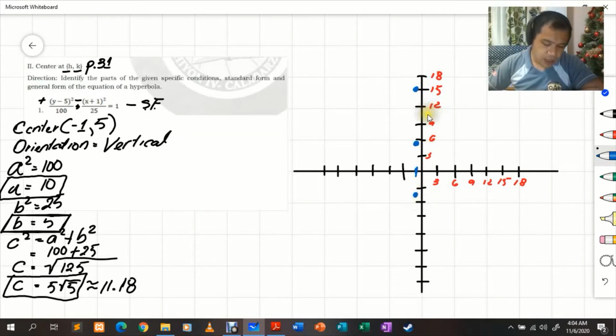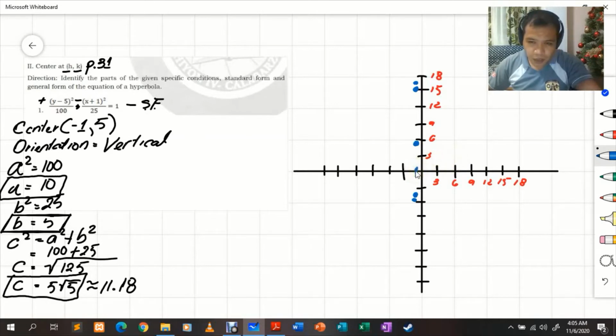Pili natin si c. Si c ay 11.18. So, kung to ay 10, ang 11.18 or 11 is 16 point something. So, dito, ganun din. Layo ko lang ng konti. So, this is c. Now, si b is 5.